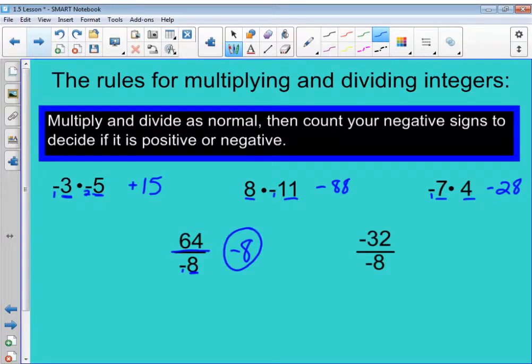So the same process that we used when we did multiplication, we can now carry over into division. It's just that now, to get our digit, we divide the numbers. So 32 divided by 8 is going to give me 4. Count our negatives. 1, 2, that's an even number, so that's a positive 4. That's what we're going to be working with today.